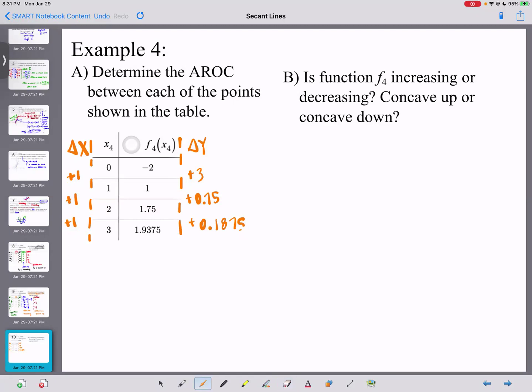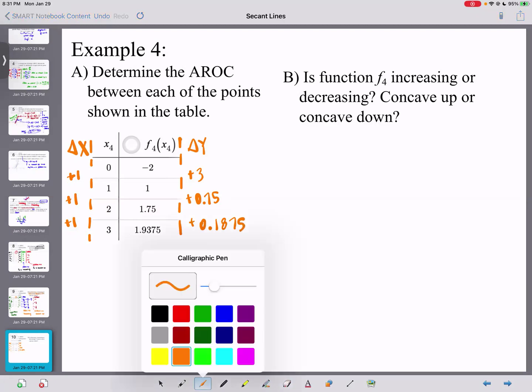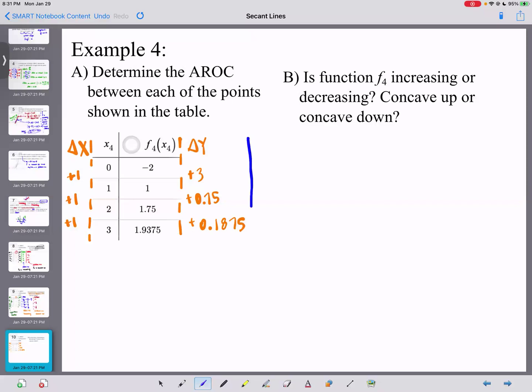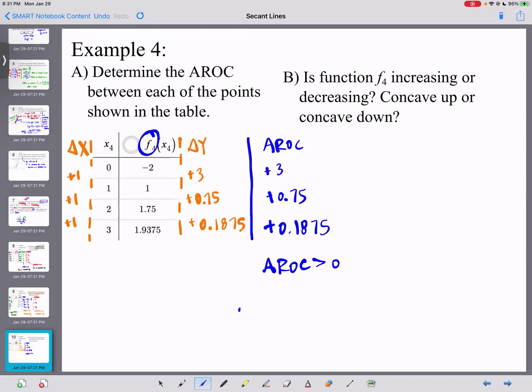Which that column would be the same as the delta AROC because we're dividing, excuse me, not the delta AROC. This would be the AROC column because we're dividing by 1. So we'd have 3, 0.75, and positive 0.1875. Okay, AROC column. What you observe is whether it's positive or negative. AROC is positive. What does it mean about function f4 if AROC is greater than 0?